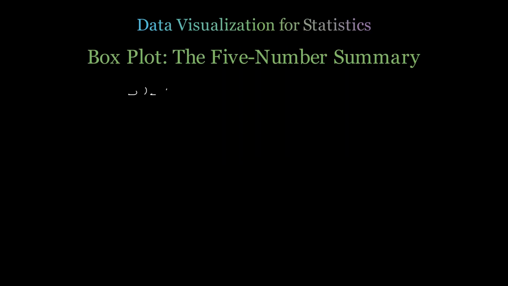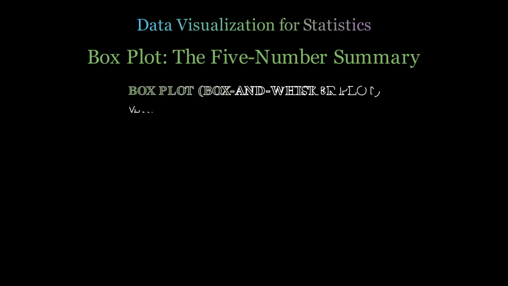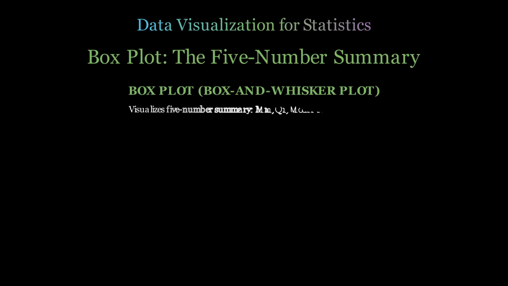The box plot, also called a box and whisker plot, is one of the most information-dense visualizations ever created. In a single compact graphic, it displays the 5-number summary: minimum, first quartile, median, third quartile, and maximum. This reveals the data's center through the median, the spread through the box and whiskers, skewness through asymmetric box positioning, and outliers as individual points.